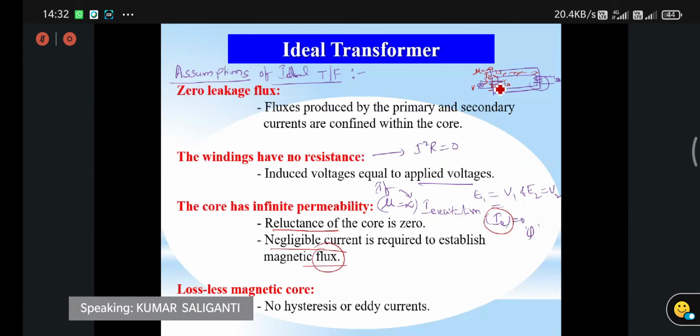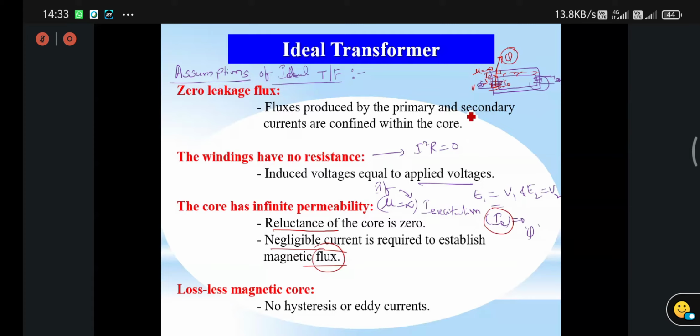This exciting current is used to get the flux within the core. The voltage given to the primary causes a current, and when this current flows to the primary, the winding gets excited. That type of current is said to be exciting current. This current which drives the flux is neglected here because of the ideal transformer. In an ideal transformer, because of the infinite permeability, there is only a negligible current used to establish the magnetic flux.